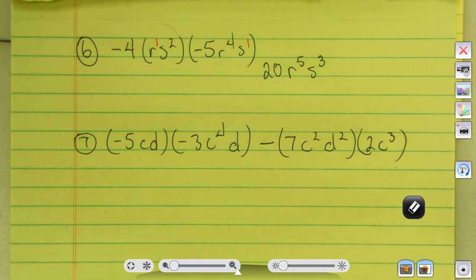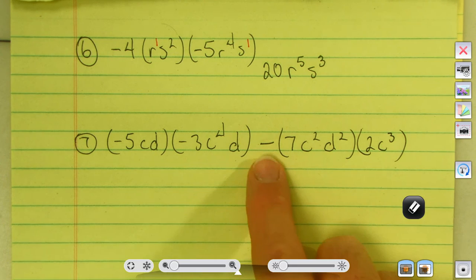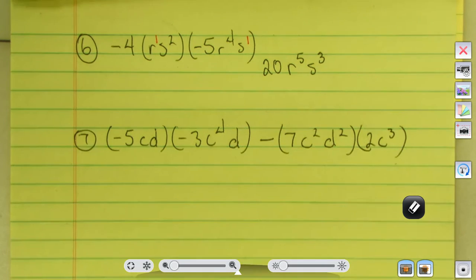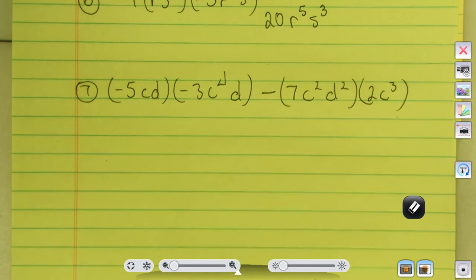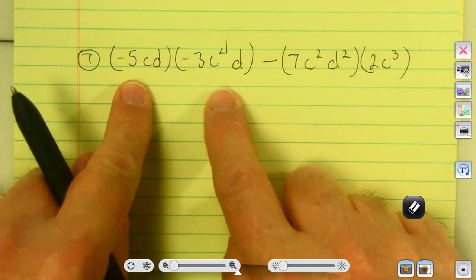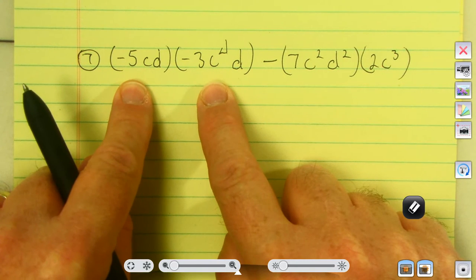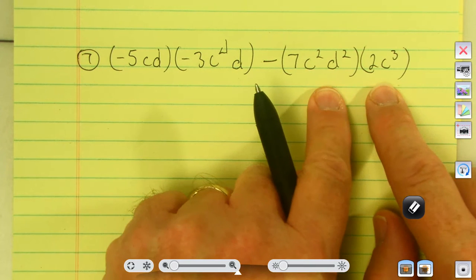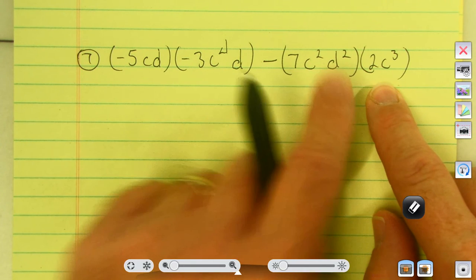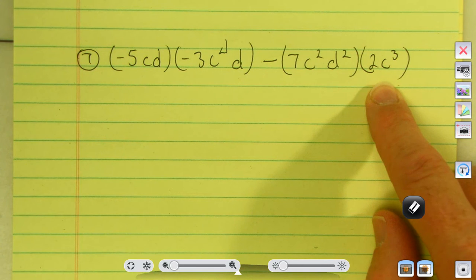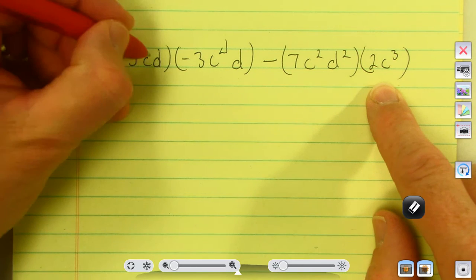Number 7 is pretty straightforward, but up until this point, I haven't thrown in subtraction. Now remember, we have rules for adding and subtracting monomials. They have to be like terms, so we understand that. Here's a subtraction sign. And then I've got the first part that I can multiply together. I can do that. And I can also multiply the second part together. So I'm going to take it one step at a time. Remember, I can't subtract them unless they're like terms.